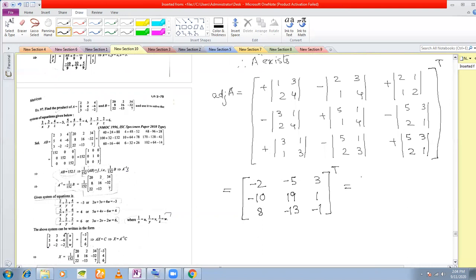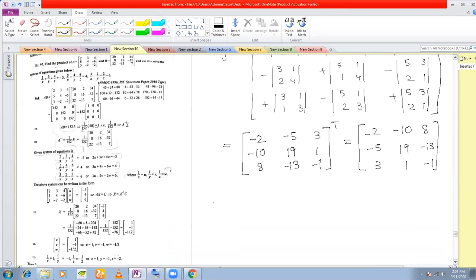The transpose of this. So therefore, what do you get? Minus 2, minus 5, 3, minus 10, 19, 1, 8, minus 13, minus 1. Okay, this is what you're getting as adjoint.